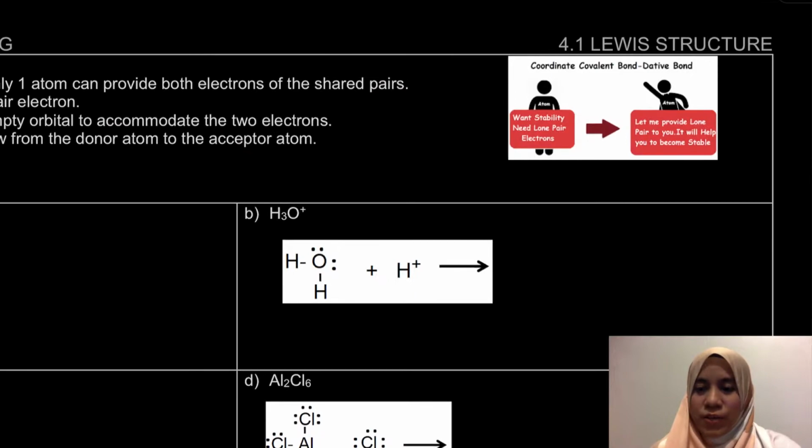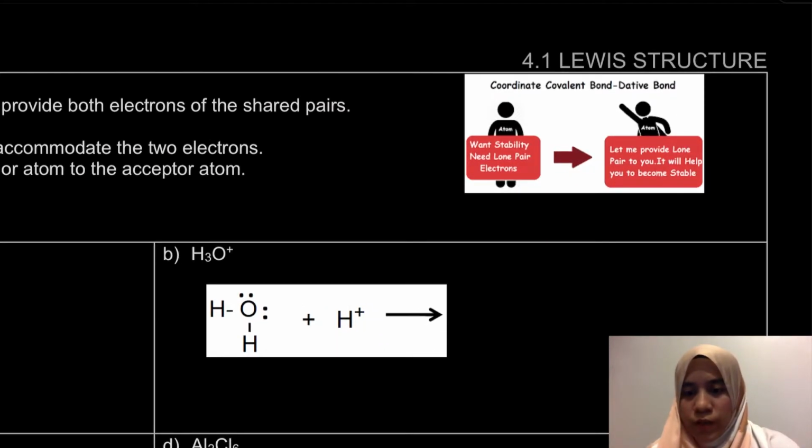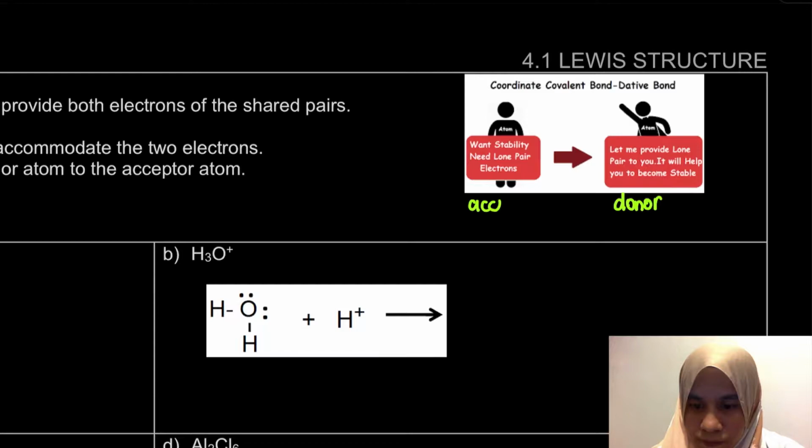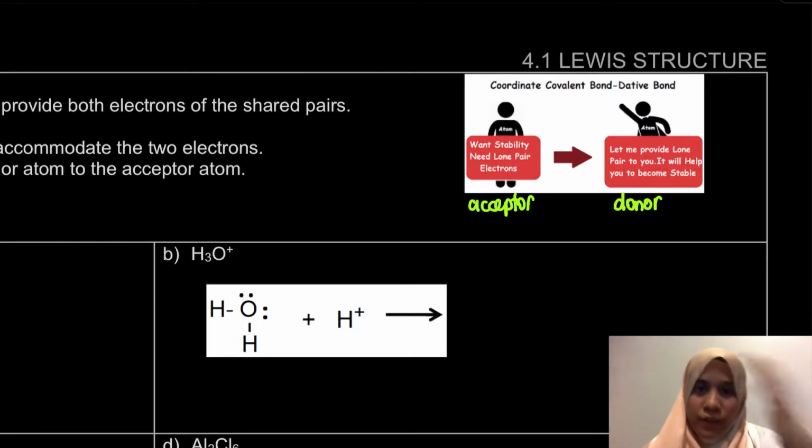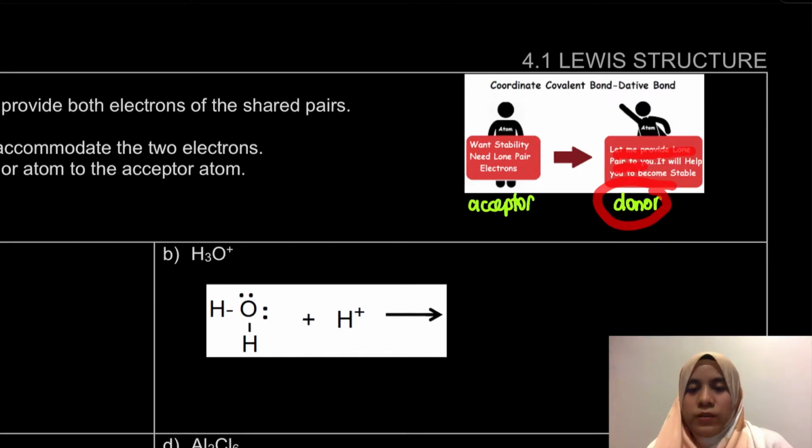So, for example, let's look at this dative bond. We have our donor and we have our acceptor. In this case we will learn the terms donor and acceptor. When we learned about ionic bonds, there was no donor and acceptor, we only knew that the metal donates, but we do not call it a donor. In the dative bond there is a donor and an acceptor. What the donor does is provide a lone pair to the acceptor, and the acceptor wants stability, so it needs the lone pair of electrons.